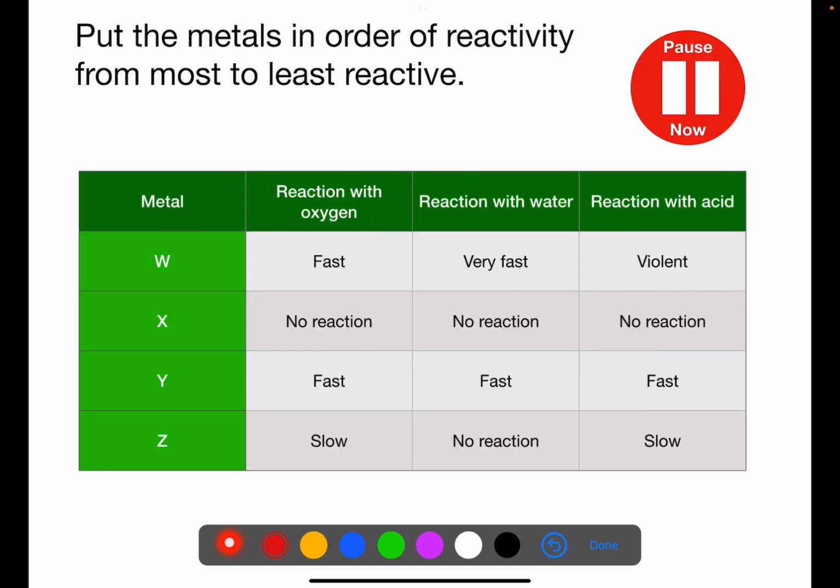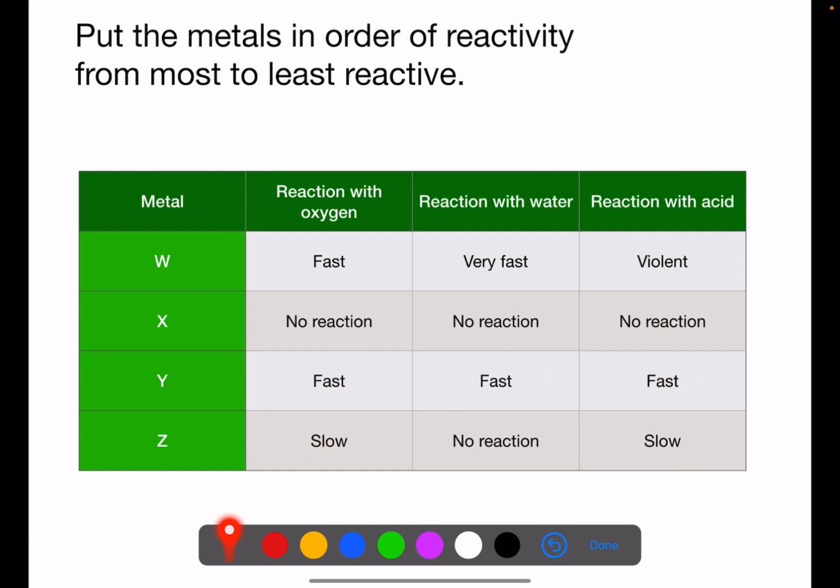Put the metals in the table in the order of reactivity from most to least. So here we need to look at the different reactions that we have. W reacts quickly with oxygen, very quickly with water, and violently with acid. X does not react with anything. Y reacts quickly with all things, and Z has a mixture of reactions.